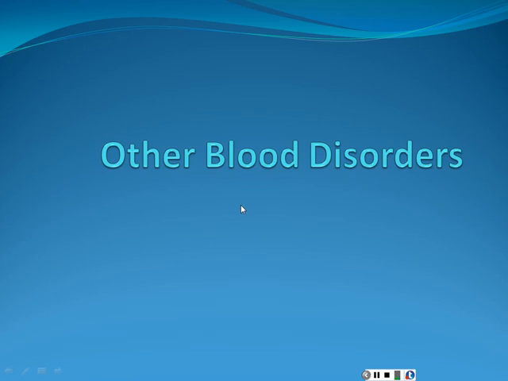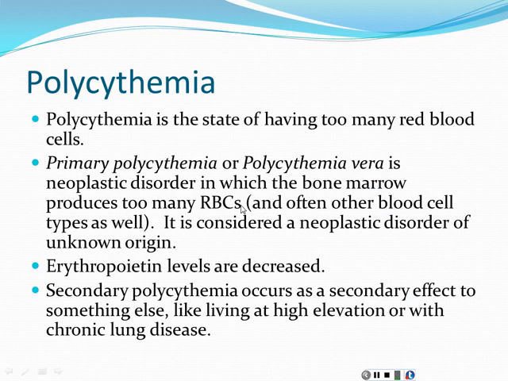All right. So those are the anemias. Some of the most common blood disorders are those. But some others that we're going to look at are polycythemia, and then we're going to look at clotting disorders.